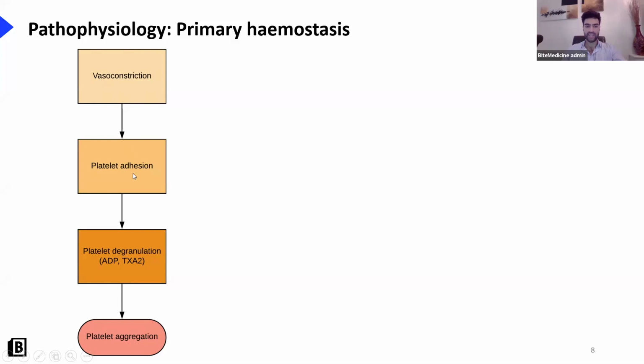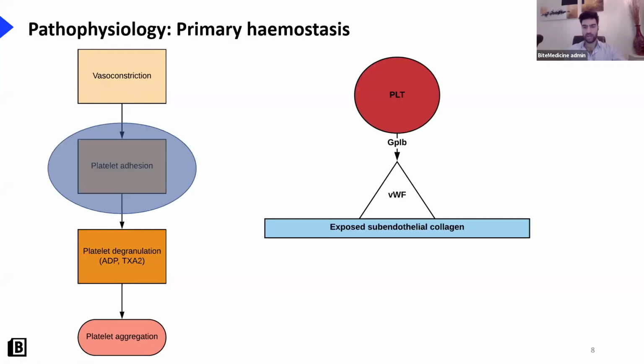You then get platelets adhering to the blood vessel wall. The platelets then release a bunch of chemicals. ADP and thromboxane are two of those, but there are many. Those chemicals then promote platelet aggregation. So the platelets start to clump together. And that's primary hemostasis in a nutshell. But of course, we need to go into things in a bit more detail. So let's have a look at what I mean by platelet adhesion.